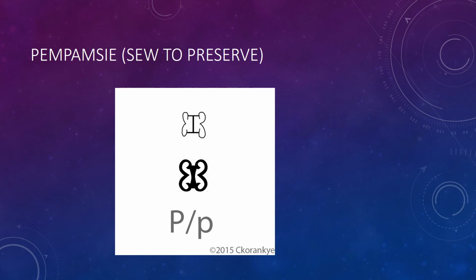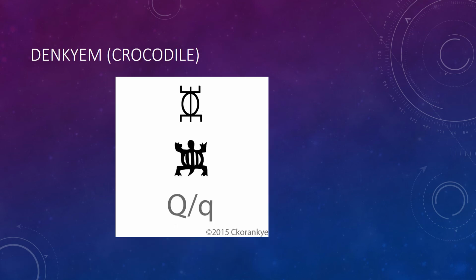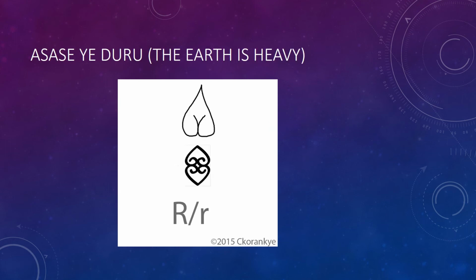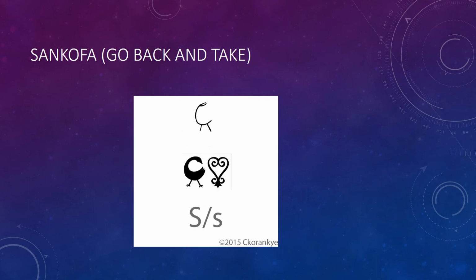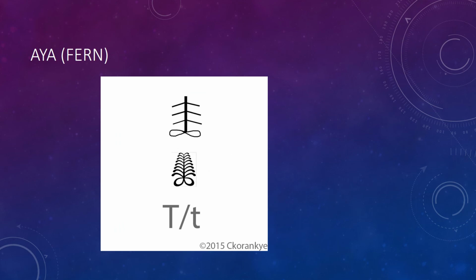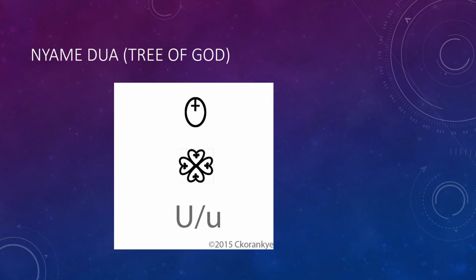Pempamsie, soul to preserve, is assigned to the letter P. Denkyem, or crocodile, is assigned to the letter Q. Asasiedu, the earth is heavy, is assigned to the letter R. Sankofa, go back and take, is assigned to the letter S. Aya, or fern, is assigned to the letter T. Nyamidua, tree of God, is assigned to the letter U.